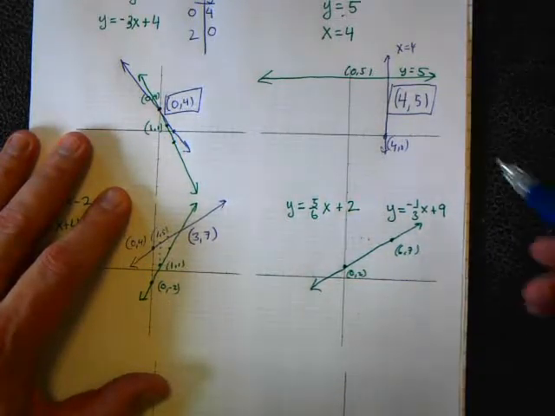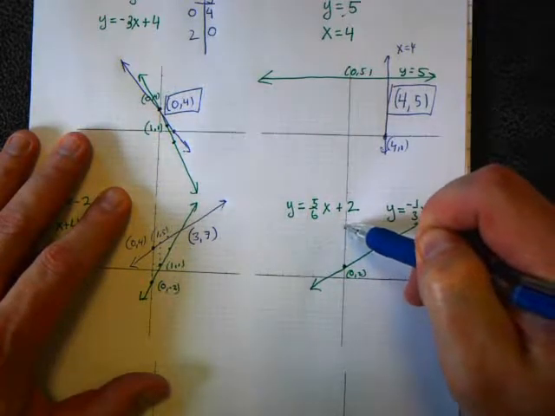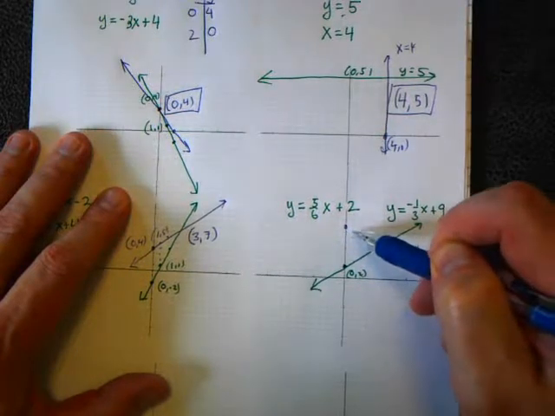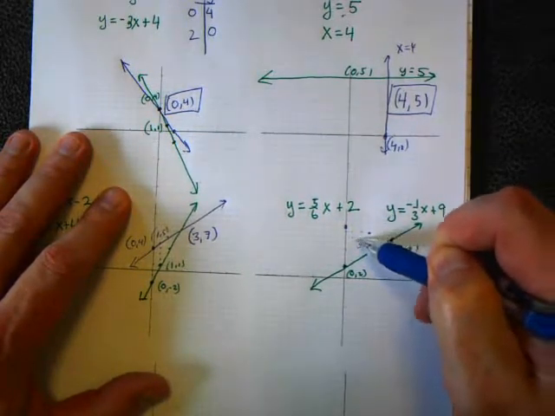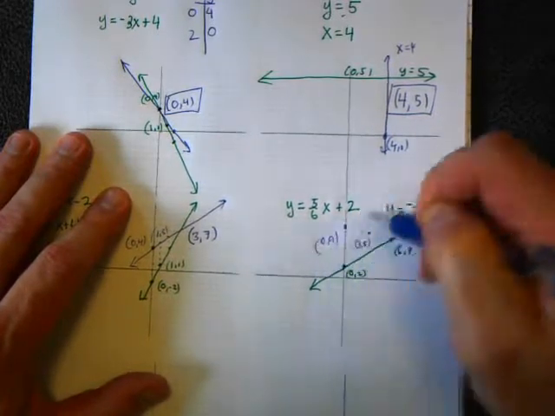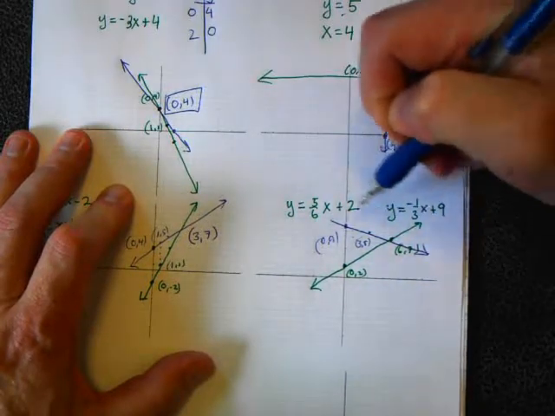Line number 2 had an intercept at 9. Right there. And then it goes down 1 and over 3. So that's 3, 8. All right, so these cross.